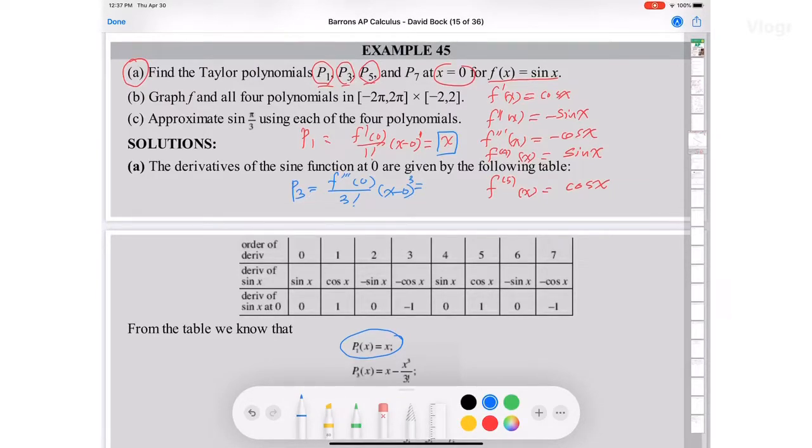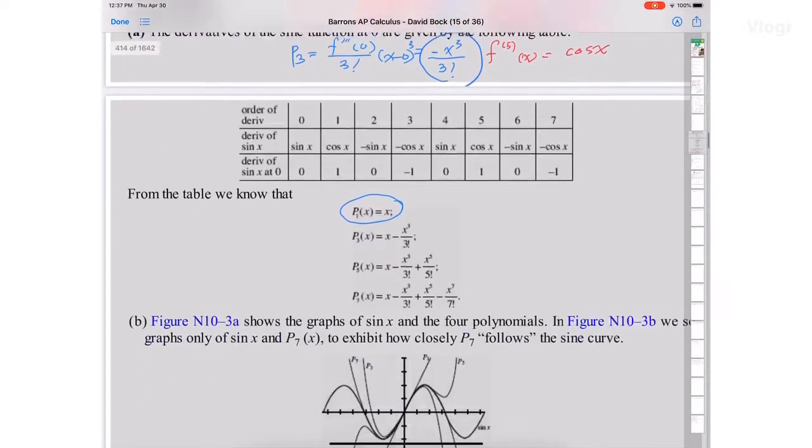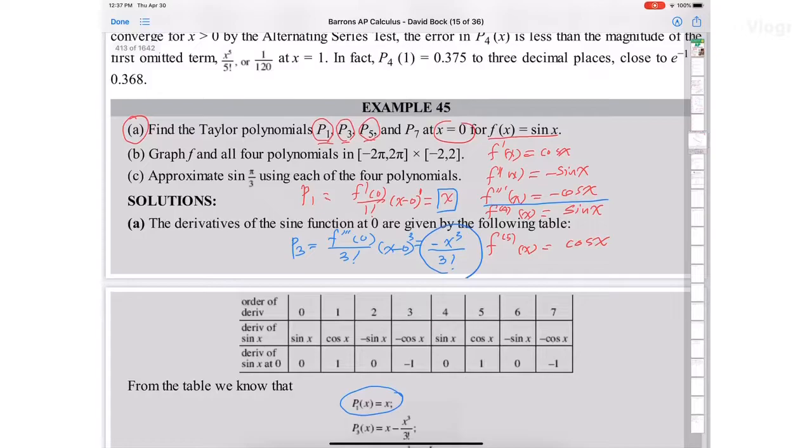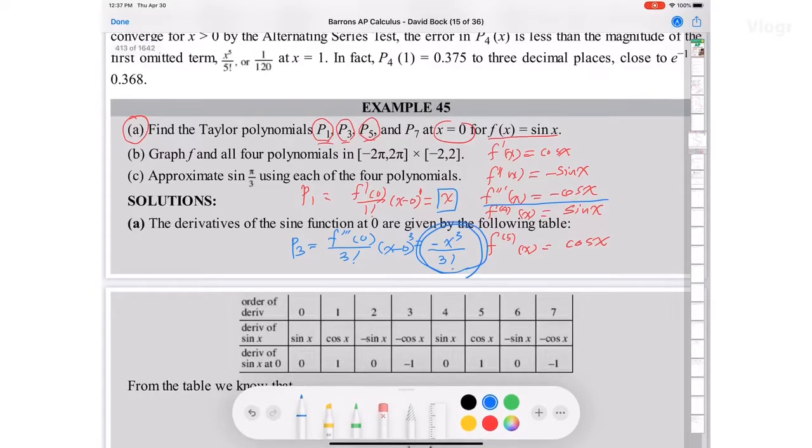So what is the third derivative of 0? Third derivative, negative cosine 0. That's negative 1, right? So negative x cubed over 3 factorial. So it's the third term. P3 actually means first term plus second term plus third term. So it is just degree 3 terms, right? Then we found that already.